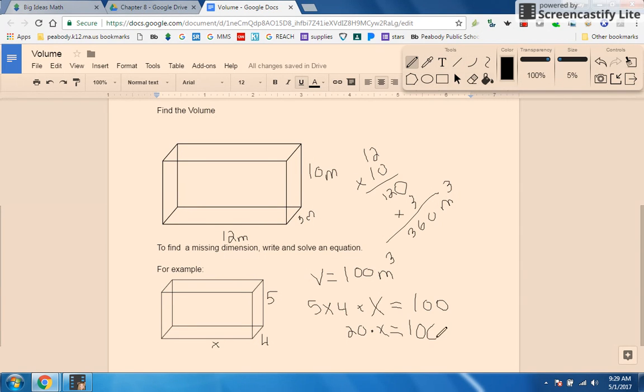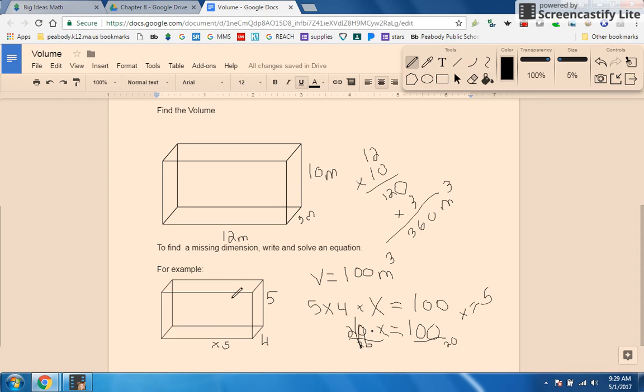Now we have a one-step equation, which we've done before. So you find the equal sign, find the side with the variable, and do the opposite. They're multiplying by 20, so we're going to divide by 20. I write it on both sides of the equation. And then on the side that has the variable, the 20s disappear. So I get x equals 100 divided by 20, which is 5. So our missing measurement was also 5.